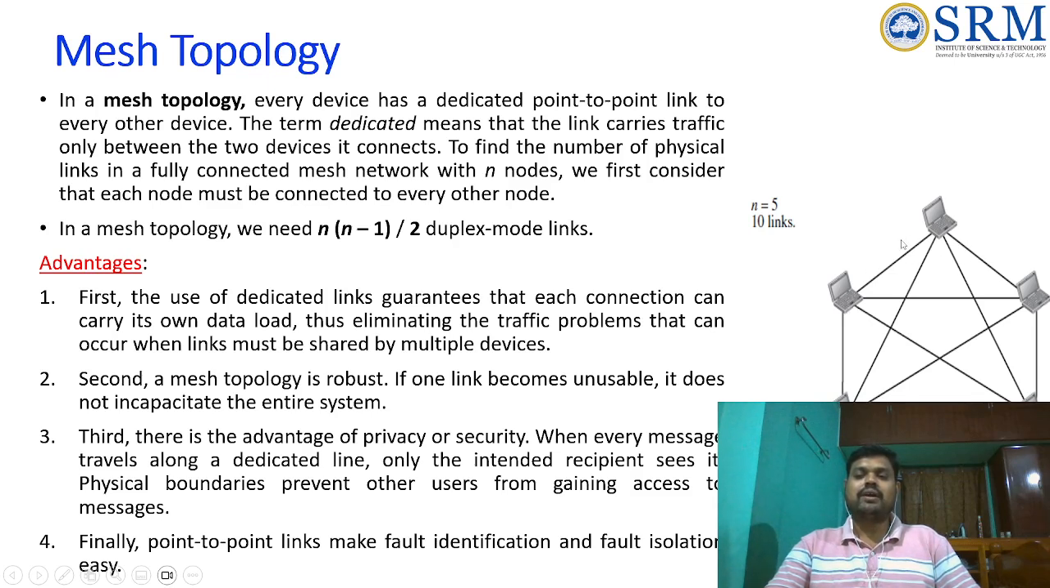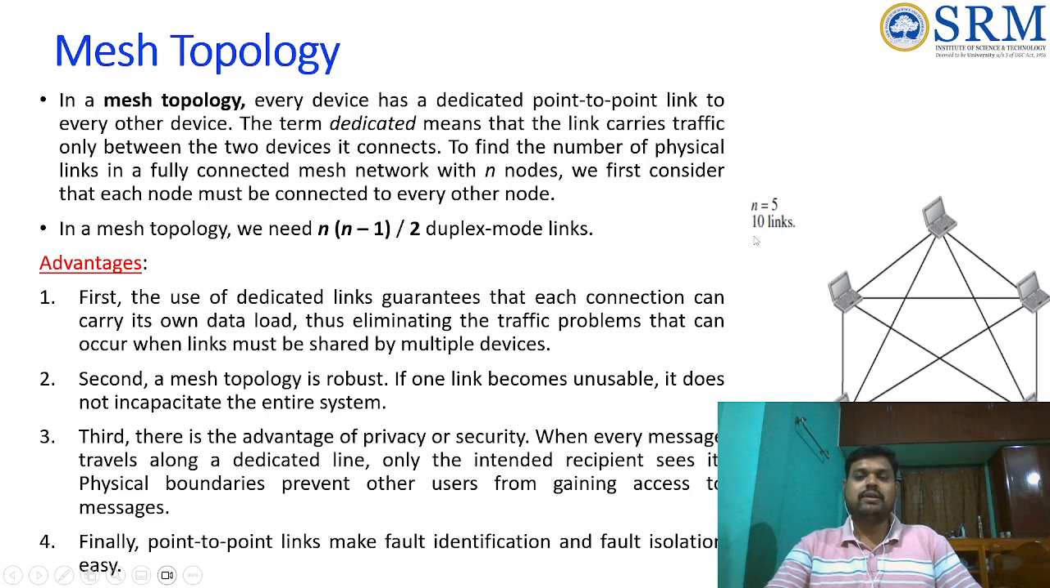I have 5 systems here, and all the 5 systems are connected to the remaining 4 systems. For example, the first one is directly connected to all the 4 systems in the network. This way you can create connections to form a mesh topology. Mesh topology has a dedicated point-to-point link to every other device in the network.